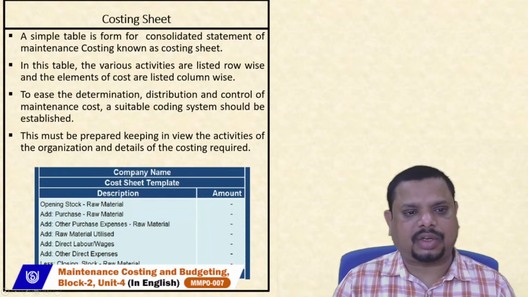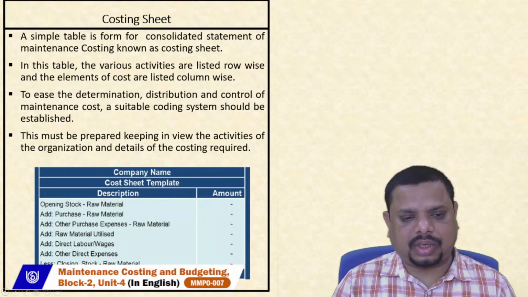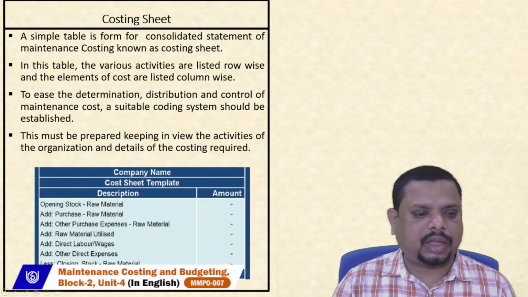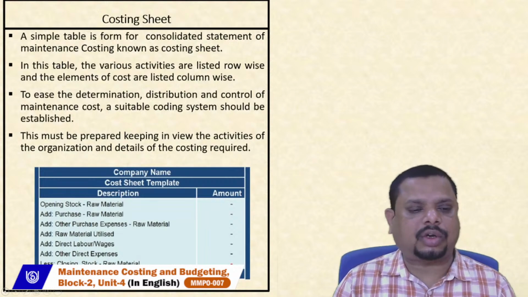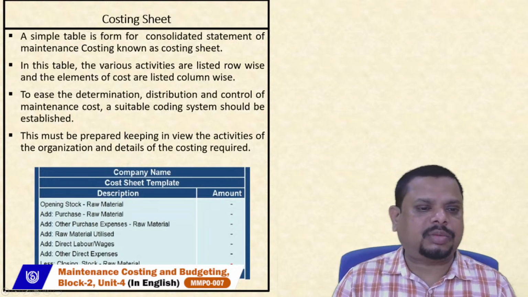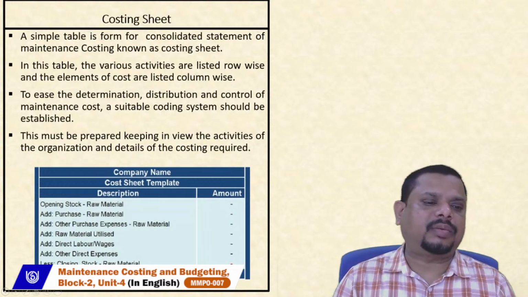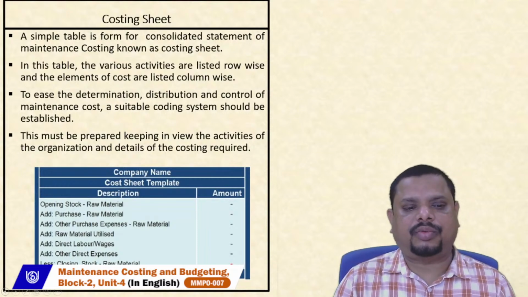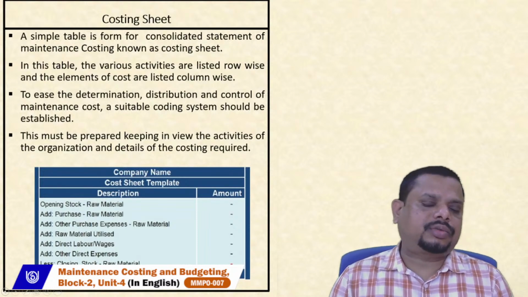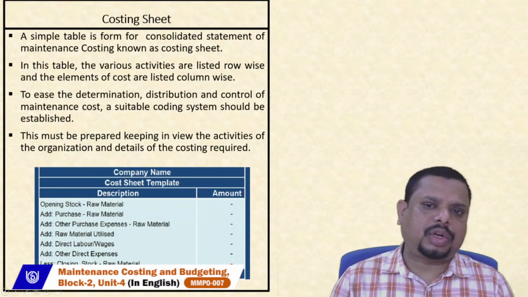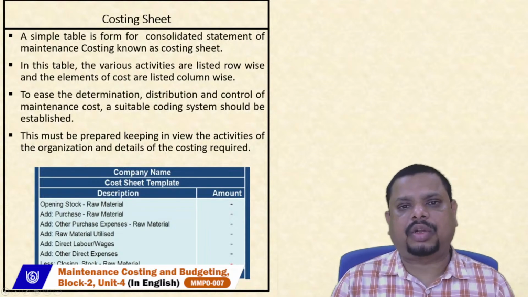That means the description of different costs related to a number of elements, like raw materials, then labor costs, purchase expenses, direct labor, indirect labor costs, and stock of opening and stock of closing are there. So this must be prepared keeping in view the activities of organizations whenever they go for detailed costing requirements. So this costing sheet goes from the sub-department level to department level and department level to division levels.